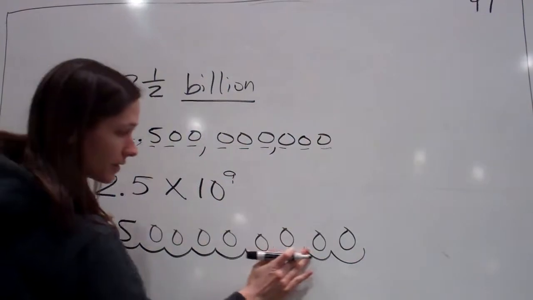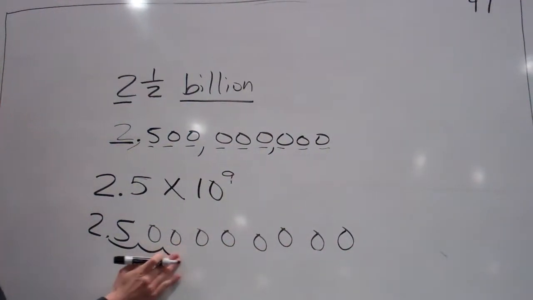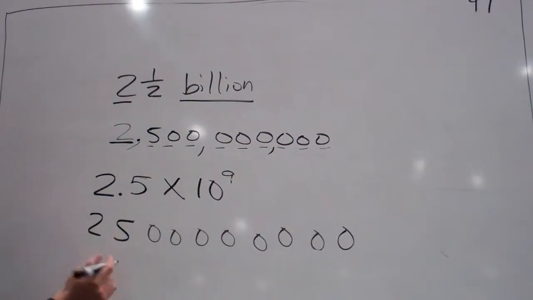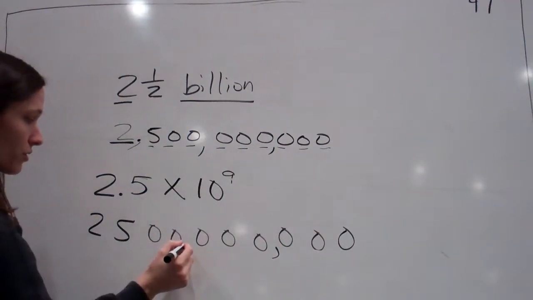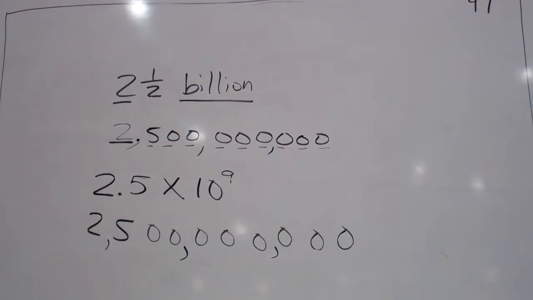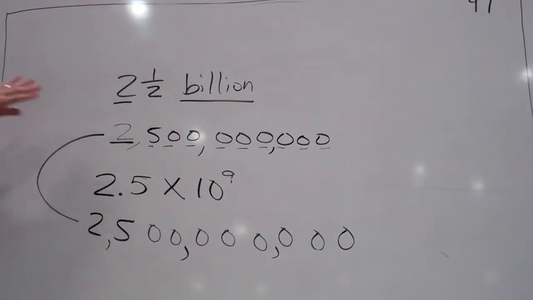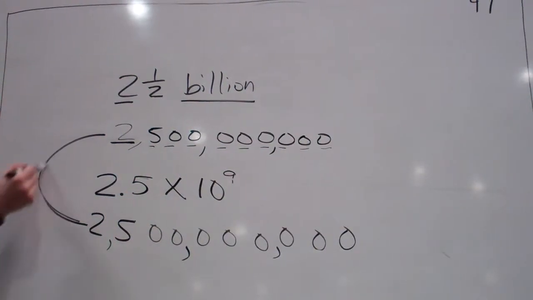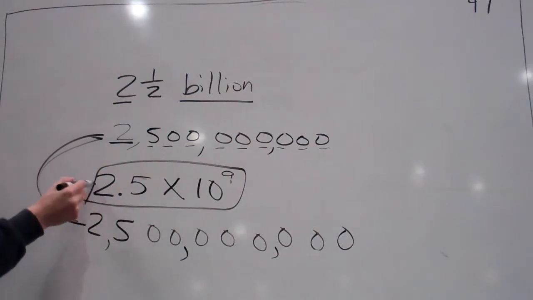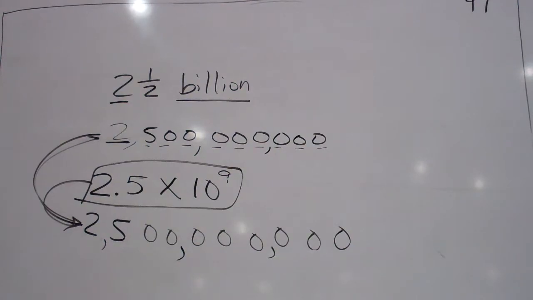Put my commas in after I erase this. And I want you to see what happens. What do I end up getting? I end up getting what I got up here. Okay? 2.5 billion. 2,500,000,000. Okay? So I basically just checked myself. Did I get this right? Yes, I did. Everybody see how we did that?